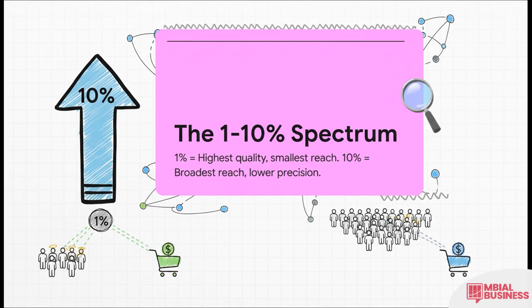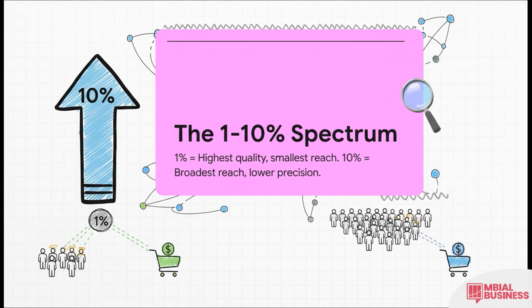Now, when you create your audience, you have to choose a percentage. Think of it like this. A 1% lookalike is your sniper rifle. It's the most precise, exact match to your source, but it's got a smaller reach. A 10% lookalike, that's your shotgun. Much broader reach, but you lose some of that precision.